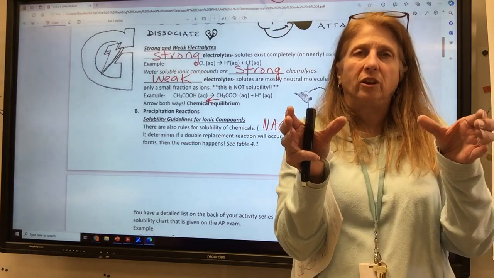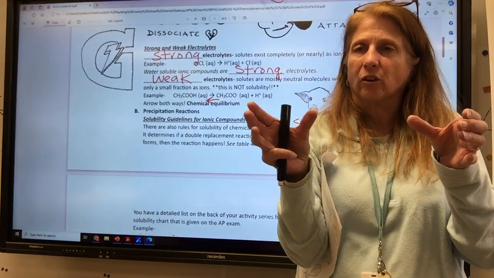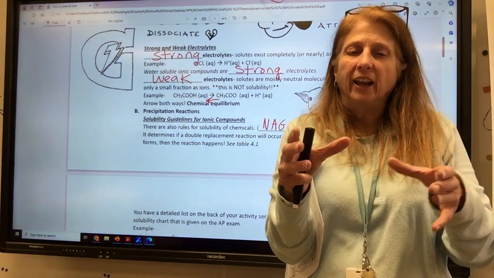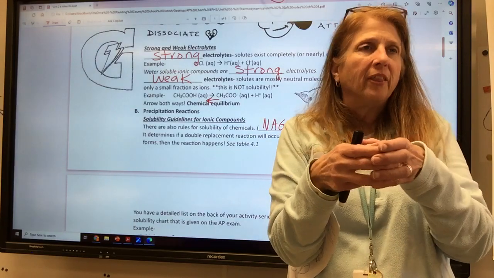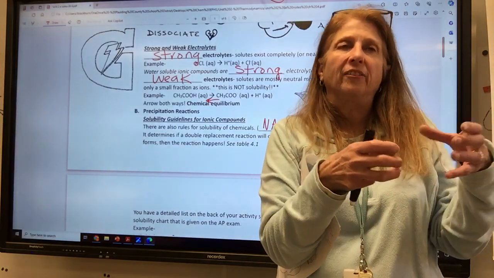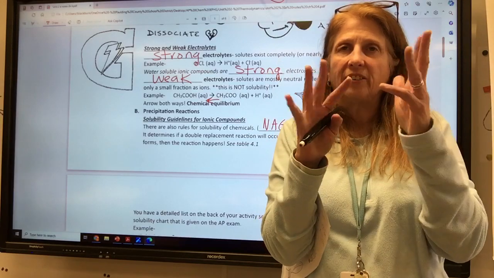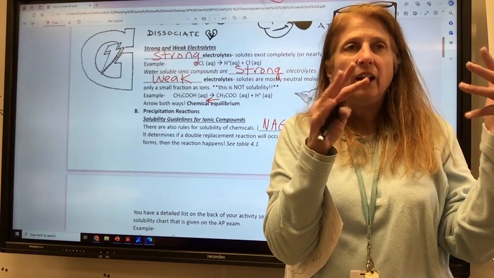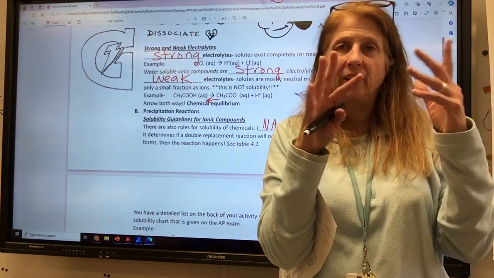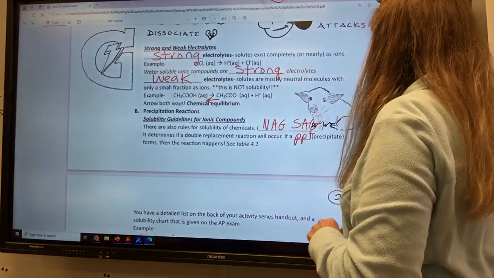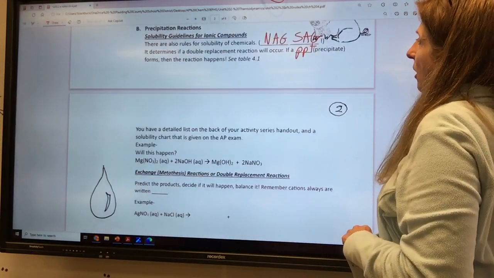If you got your two beakers and you mix them together and it just makes liquid, then the double replacement reaction doesn't happen. Everything just stays as ions in solution. Nothing gets replaced. Everything's just floating around. And we'll talk about that a little bit more on the next page.